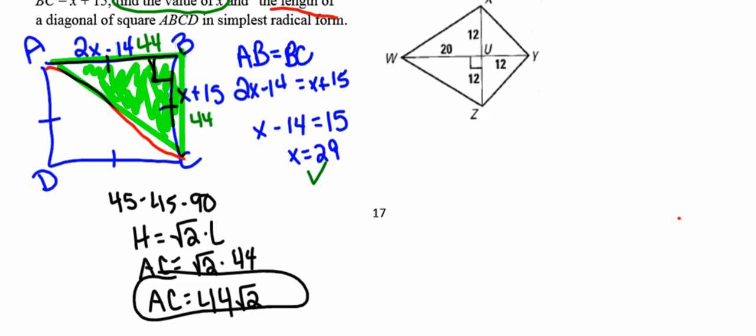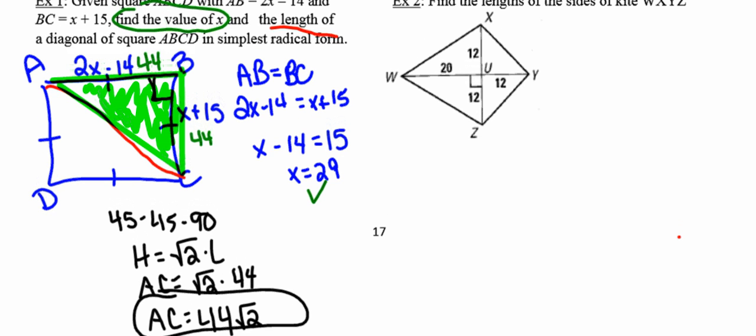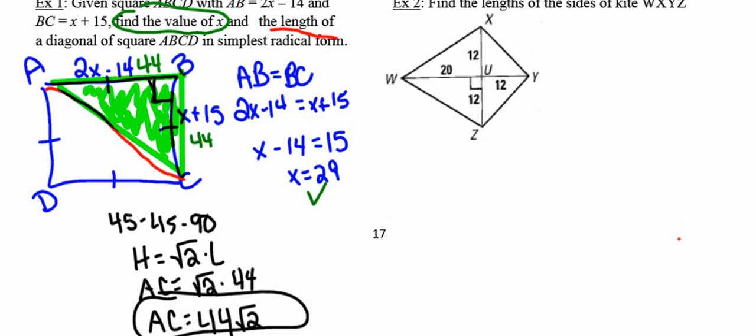All right, in the second example here, they give us a kite where they're giving us some pieces of the diagonals and asking us to determine the lengths of the sides of the kite. So just like I did with a square, I'm going to start out by looking at that red triangle. I know that the diagonals of a kite are always perpendicular, making that red triangle a right triangle.